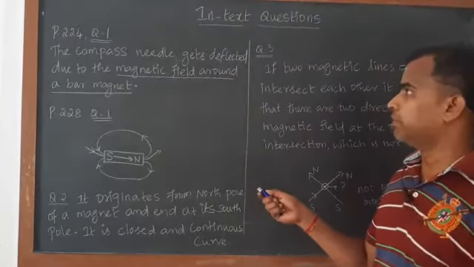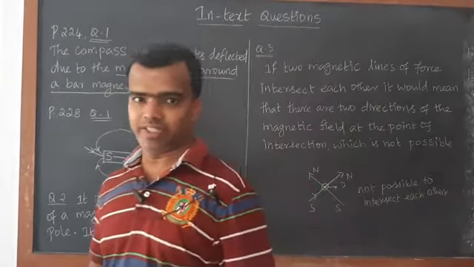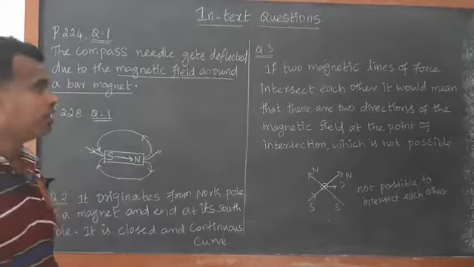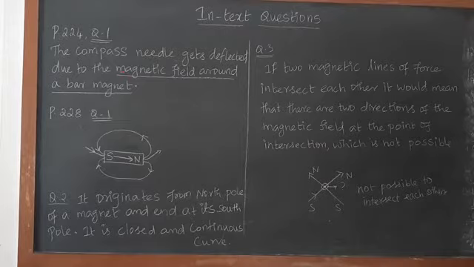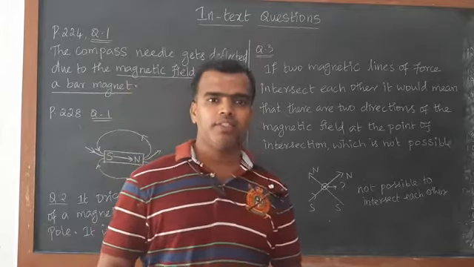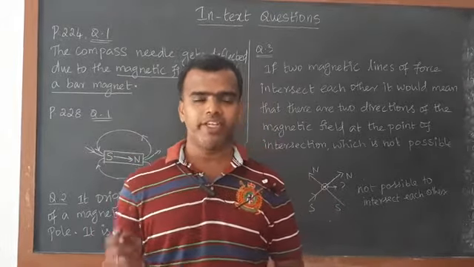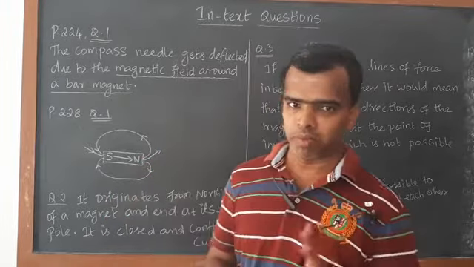Page number 224, question number 1. Why does the compass needle get deflected when it is brought near the bar magnet? The answer is, it is deflected due to the magnetic field around the bar magnet. The bar magnet produces a magnetic field, right? Due to that magnetic field, the compass needle gets deflected. Yes, this question may be asked as a 1 mark question.